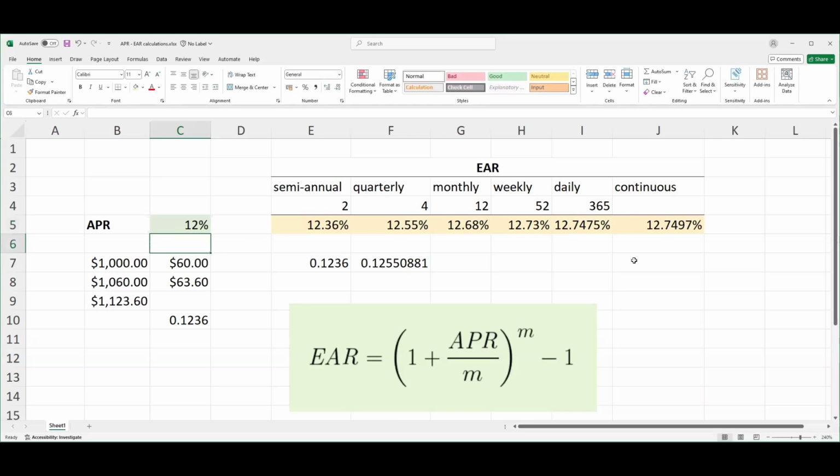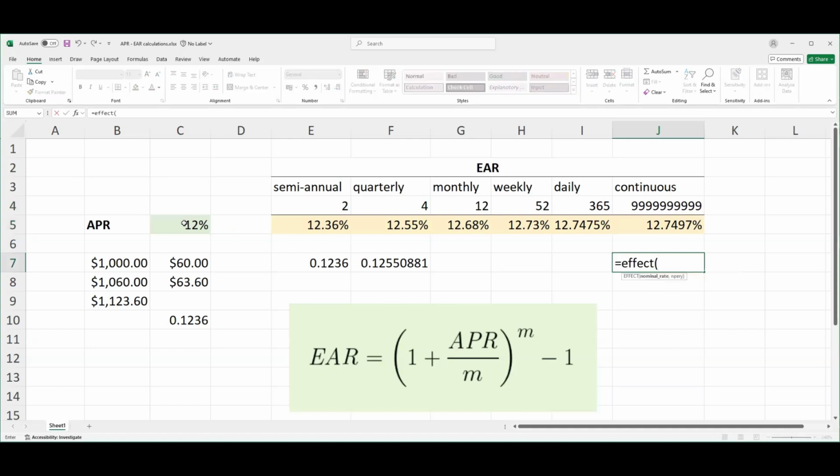You could also do another trick. Instead of using e to the power r, I could put a very high number here and still use the EFFECT formula. I should get something very close to this. Let me put a number like 99999, a pretty large number. I still use the EFFECT function, put the APR, and choose this high number of periods. As you can see, what I get here is very close to this.